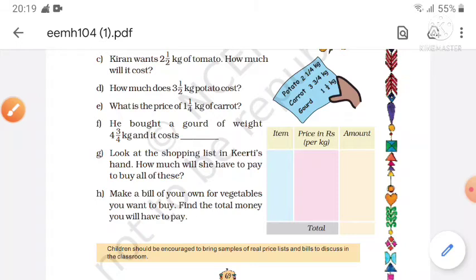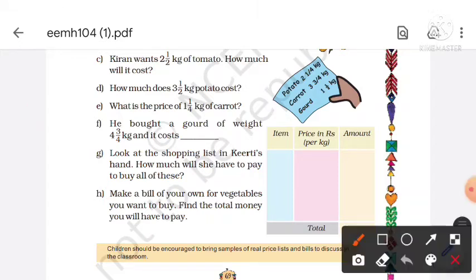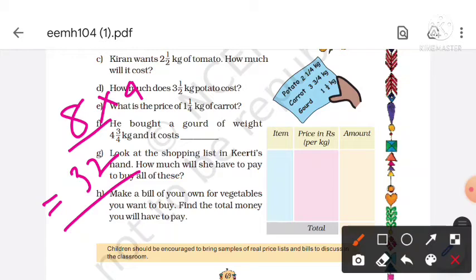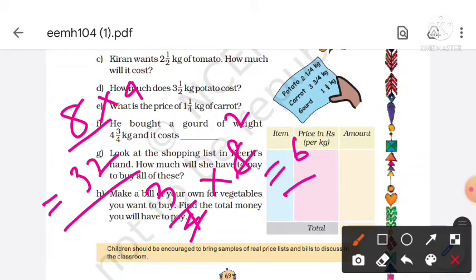Next one is question number F. He bought a gourd of weight 4 and 3/4 kg, what will it cost? From the price list, 1 kg of gourd is equal to 8 rupees. So for 4 kg gourd it will be 4 into 8, that is 32. And for 3/4 kg of gourd it will be 3/4 into 8, so it will be 6. So we can say that the cost of 4 and 3/4 kg of gourd will be 32 plus 6, that is 38 rupees.